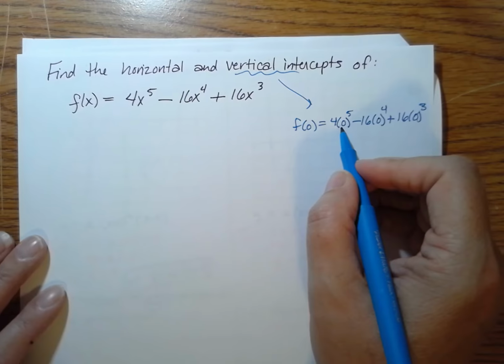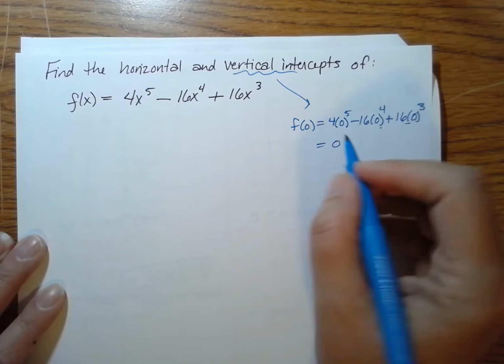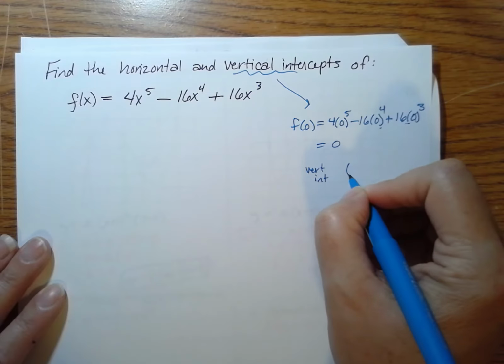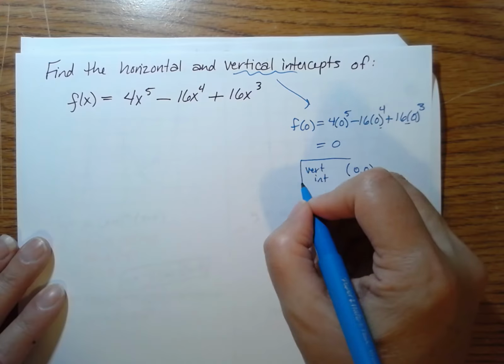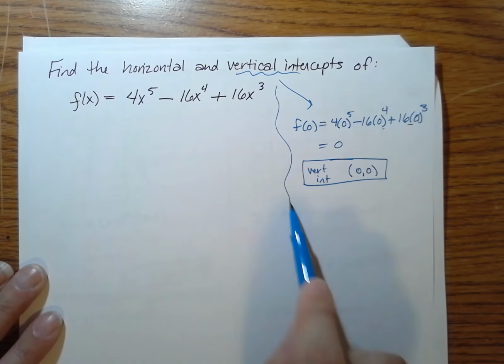Alright, so I've got a 0 in every single term. That's all going to multiply out and give me nothing. So 0, 0 is the answer for that one. Vertical intercept is 0, 0. Okay, now that that's out of the way, I'm going to box that over.